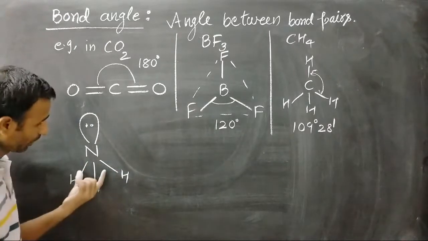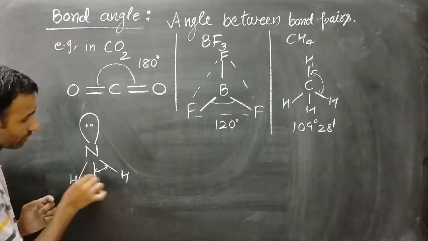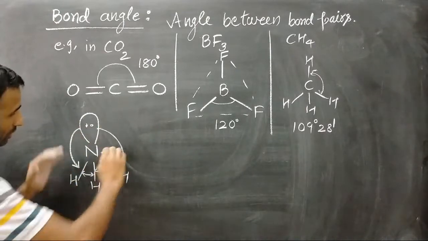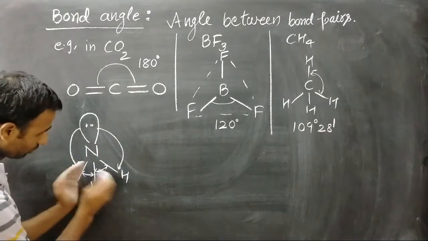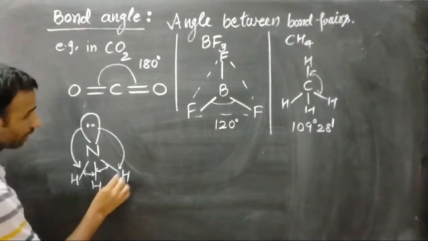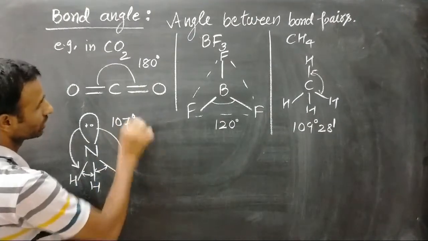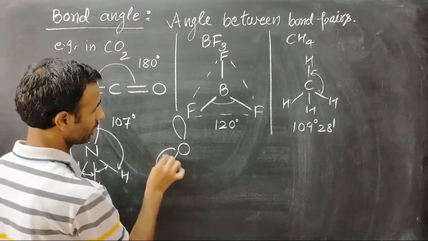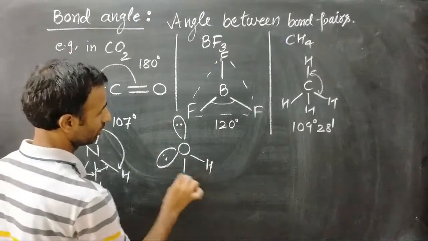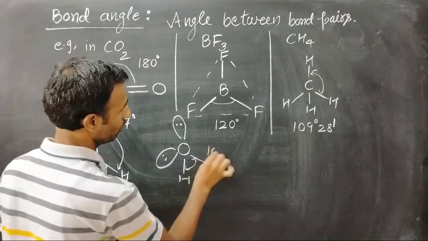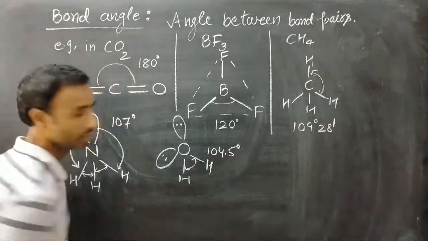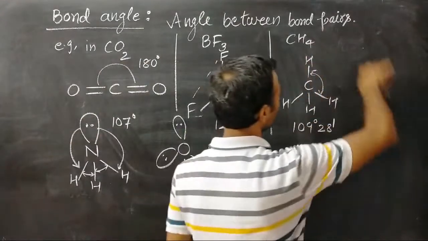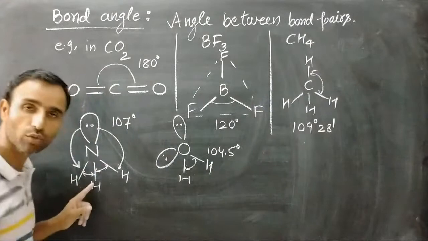See, actually the angle is between the bonds. Here they are repelled, so the bonds are closer to each other. So the angle is 107 degrees. In water, they are even closer, and the angle is 104.5 degrees. Means as lone pairs increase, say total electron pairs 4.